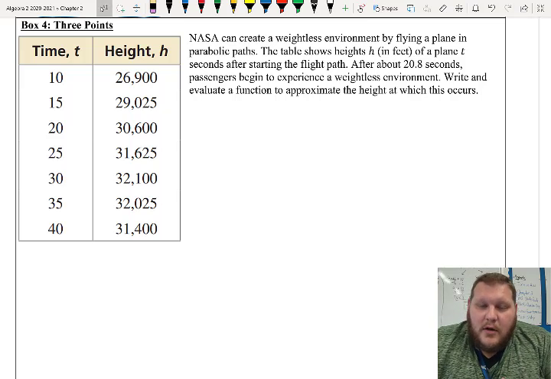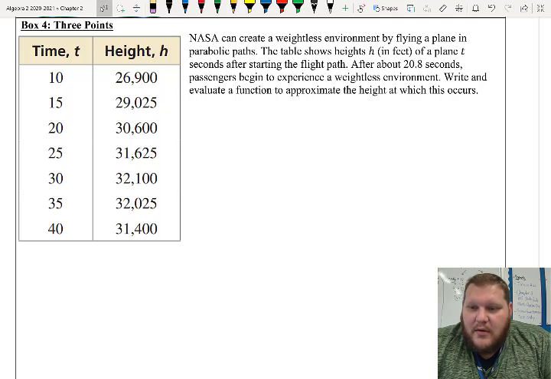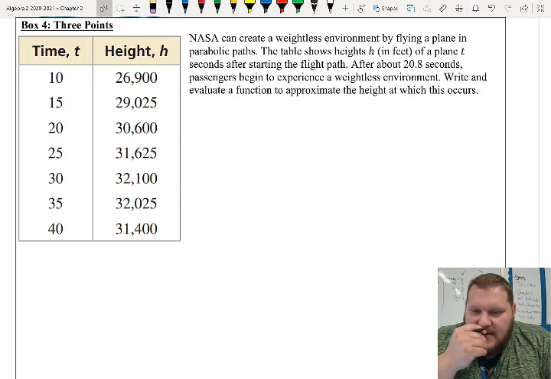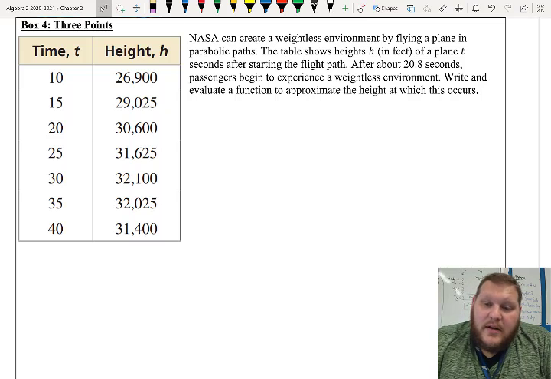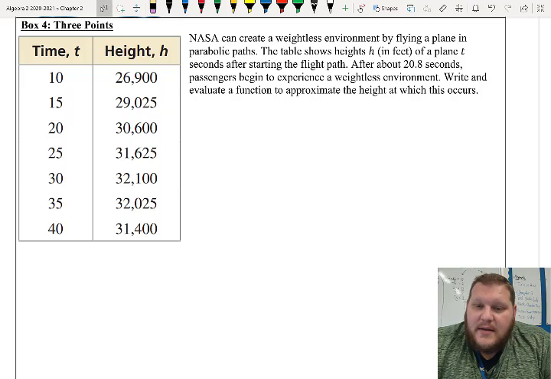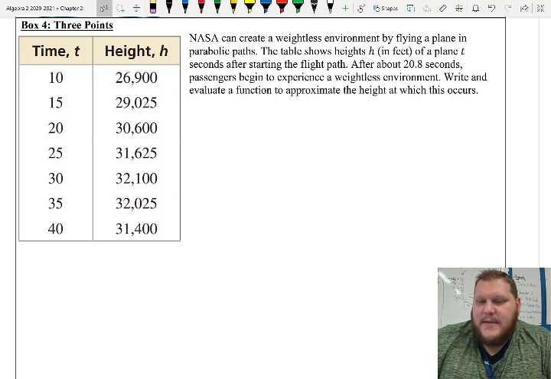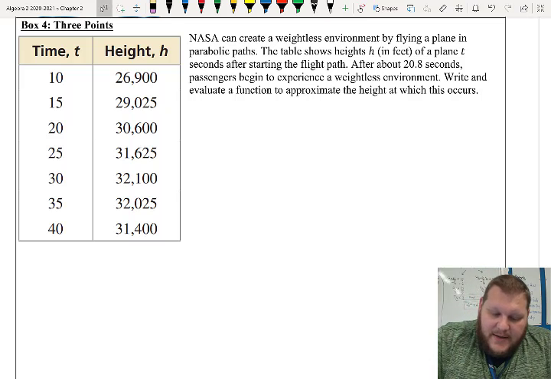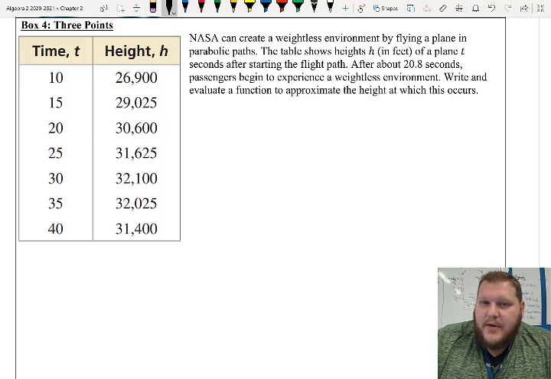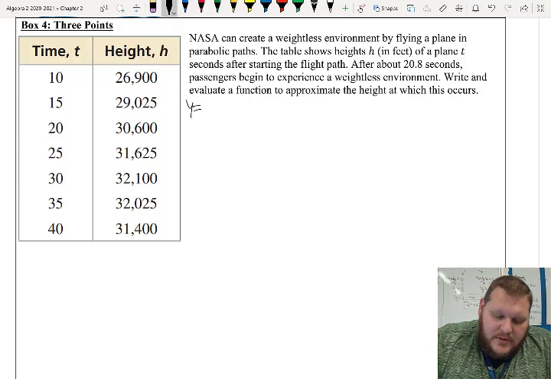So again, write our equation first, and then we're going to use that to figure out what height we're at at 20.8 seconds. Because we can see it's going to be around 30,000 feet. We can see that at 20 seconds, we're at 30,600 feet. So we're just going to have to figure out the height just past that. So in order to do that, since we're given 3 points, if we look back at our strategies, we're going to have to use the standard form of our equation. So ax squared plus bx plus c.